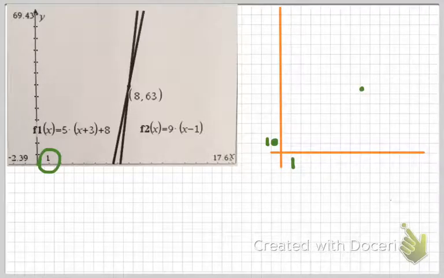6. So we're going to grab our ruler and run right through here and run through that point and out to the edge of the graph. And then the other line looks like it's just past the 7.